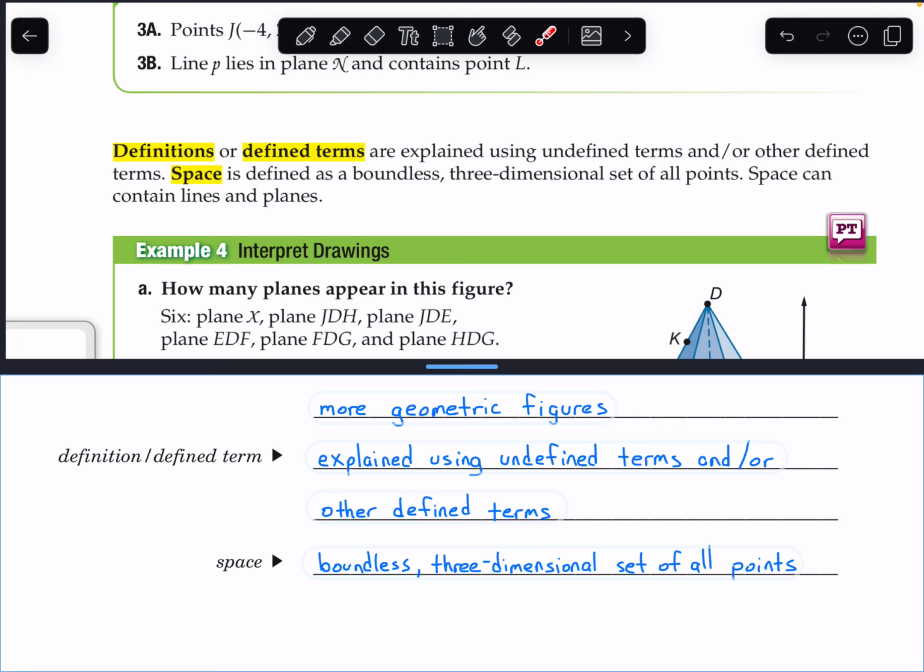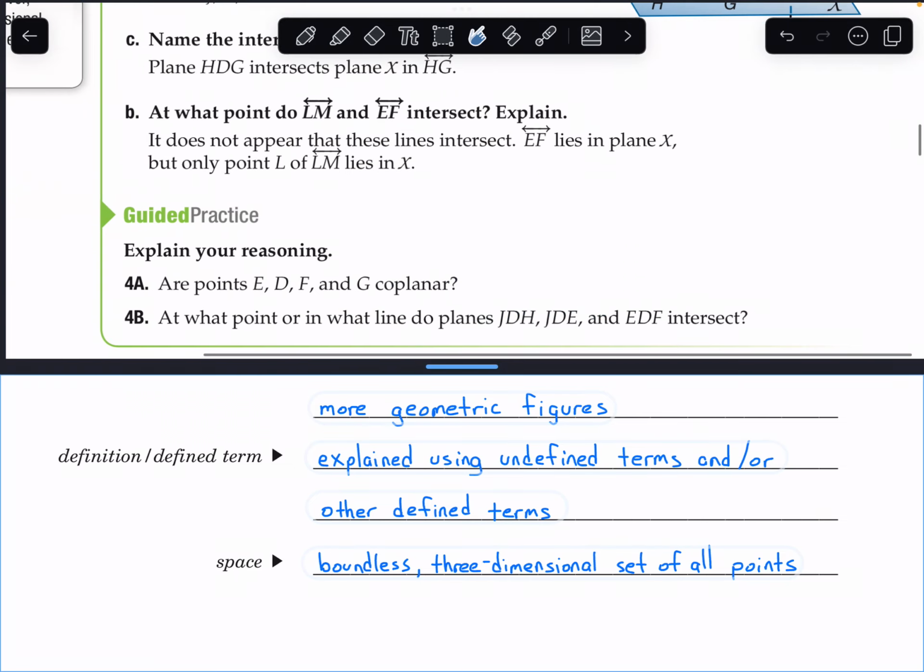So if a term is defined, then within that definition, you can find other defined terms. Have you ever looked up a word in the dictionary and they use something in the definition that you have to look up again? That's what we mean. We can have defined terms inside the definition. We can also have undefined terms in our definition, but that would be the stopping point. Once you've gotten to an undefined term, you can't then look that up. There's no more definition to find.